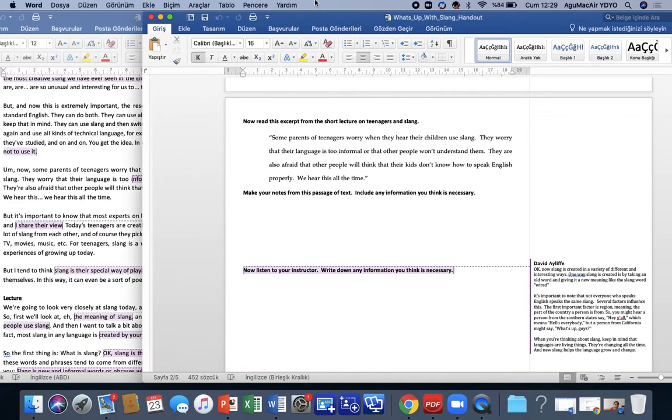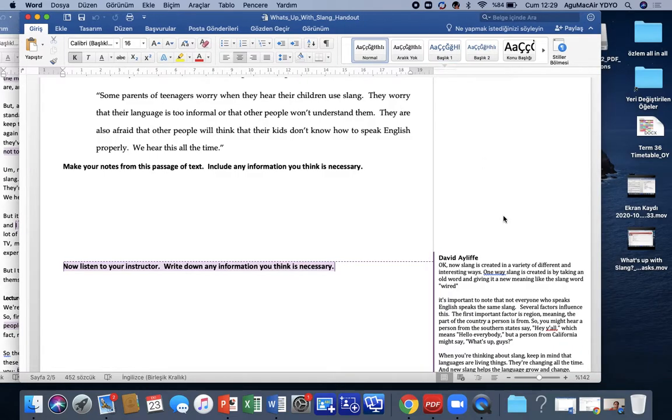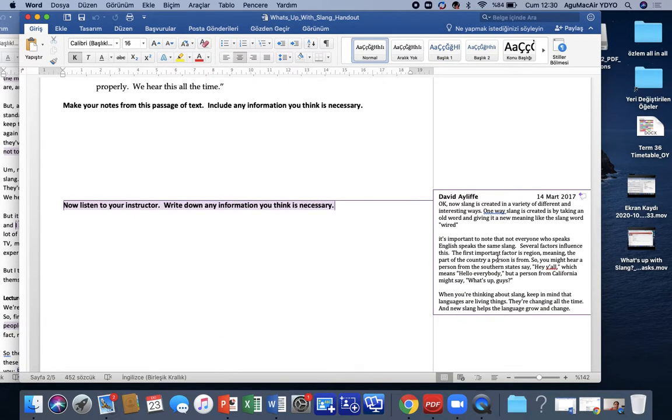And I read your text. Actually the text is this, and you needed to write down the information you think is necessary. Look at it. Slang, it's about slang again. Slang is created in a variety of ways. Yeah, create a variety of ways. One way is taking an old word and giving it a new meaning. For example, white.